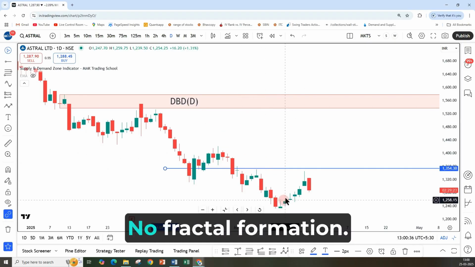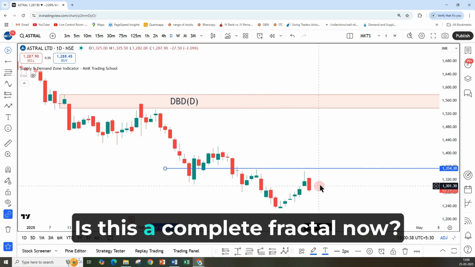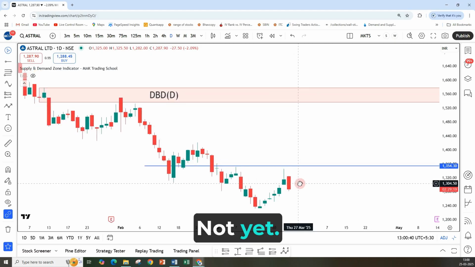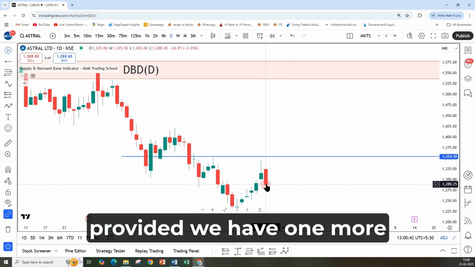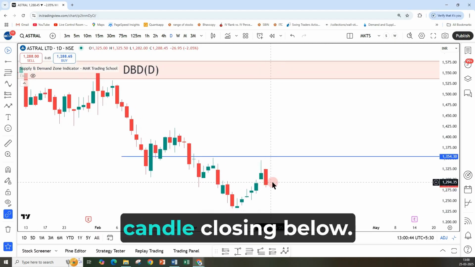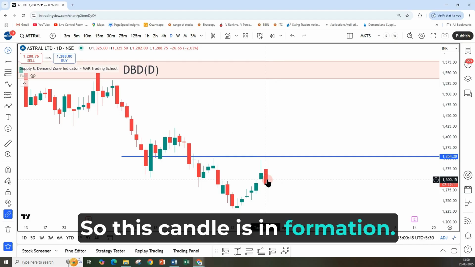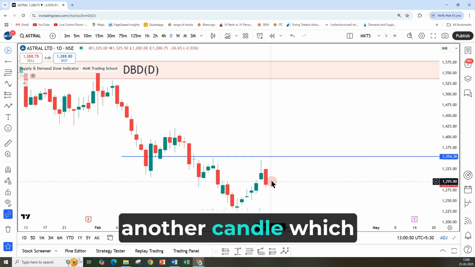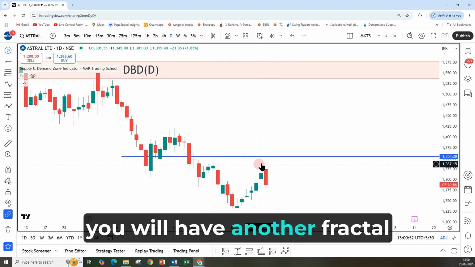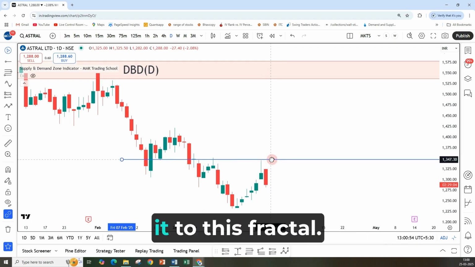Still moving in your favor, no fractal formation. Is this a complete fractal now? Not yet. It is a probable fractal, provided we have one more candle closing below. So this candle is in formation now. If it closes like this and another candle closes lower, you will have another fractal here, and then you can trail it to this fractal.